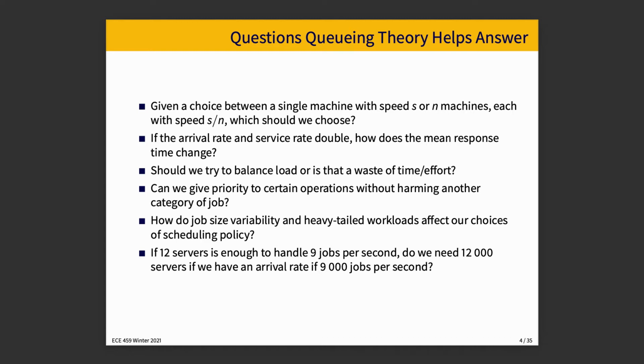So given a choice between a single machine with speed s or n machines, each with speed s divided by n, which should we choose? Do you want one fast machine, or several slower machines? Obviously, you are limited in this regard. Money is sometimes a limiting factor, but we could make a decision based on queuing theory, and that would tell us whether or not we actually want one of these solutions or the other one.